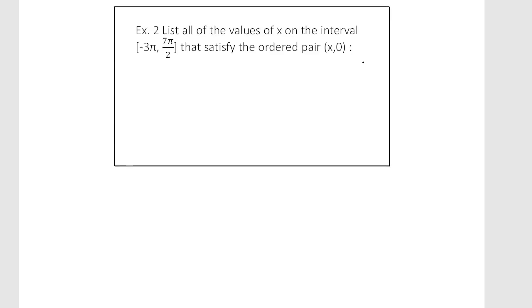So -3 to 7 pi over 2. Remember that this bracket means that it's included, so that means this -3 pi is included in this range. That means our zeros are going to include -3 pi. Okay, now I want you to pause the video if you haven't already and try to figure these out for yourselves.